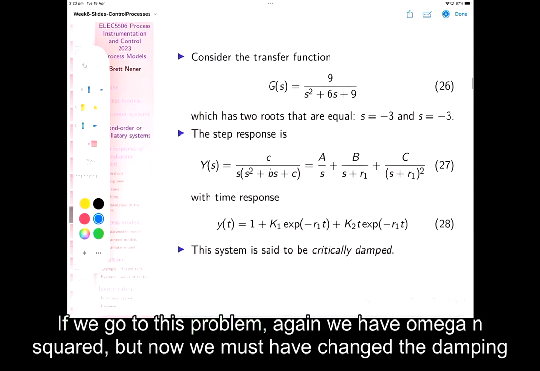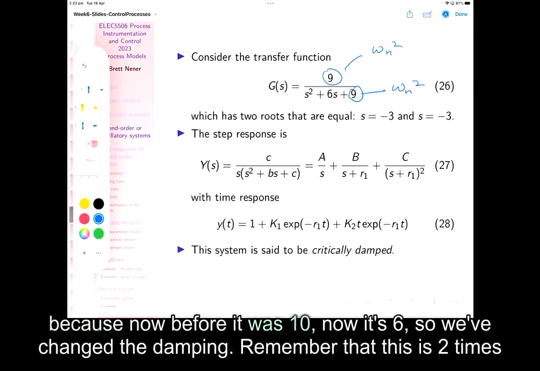If we go to this problem, again we have omega n squared here. But now we must have changed the damping, because before it was 10, now it's 6.